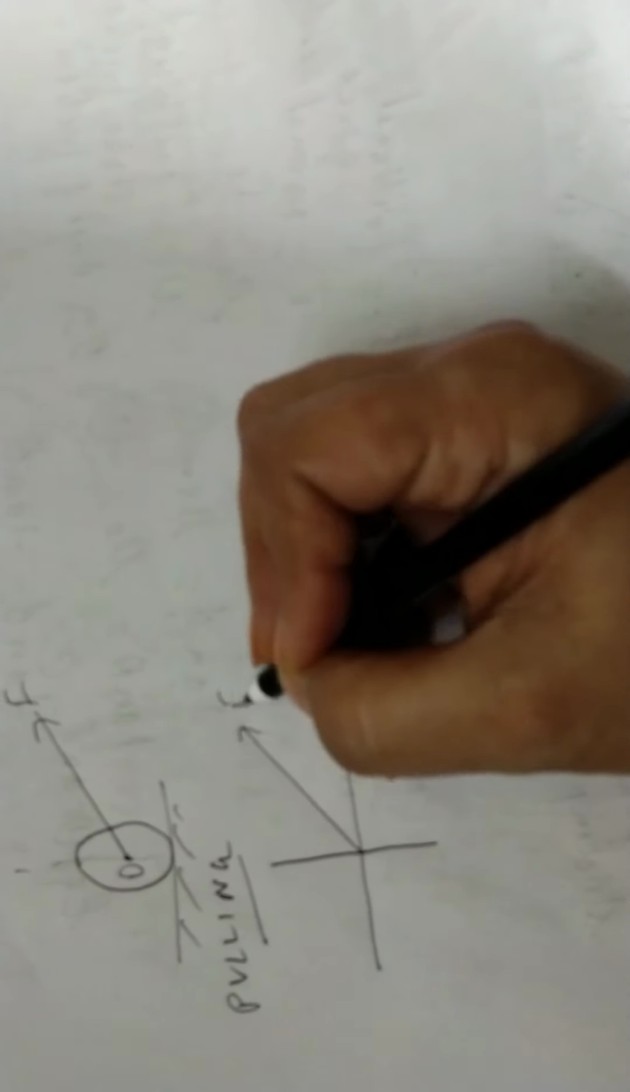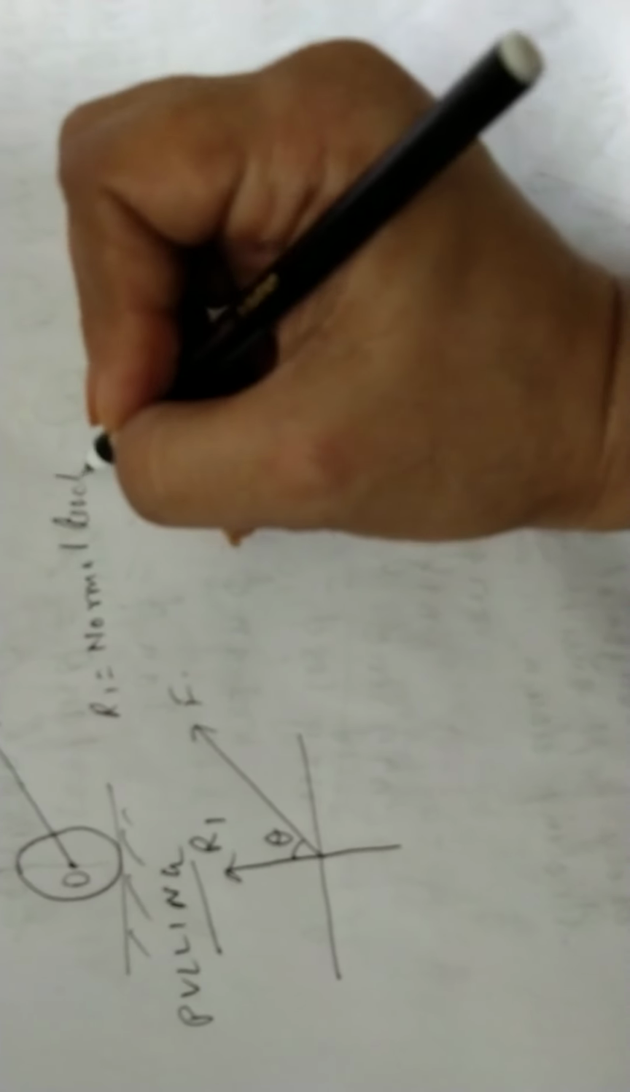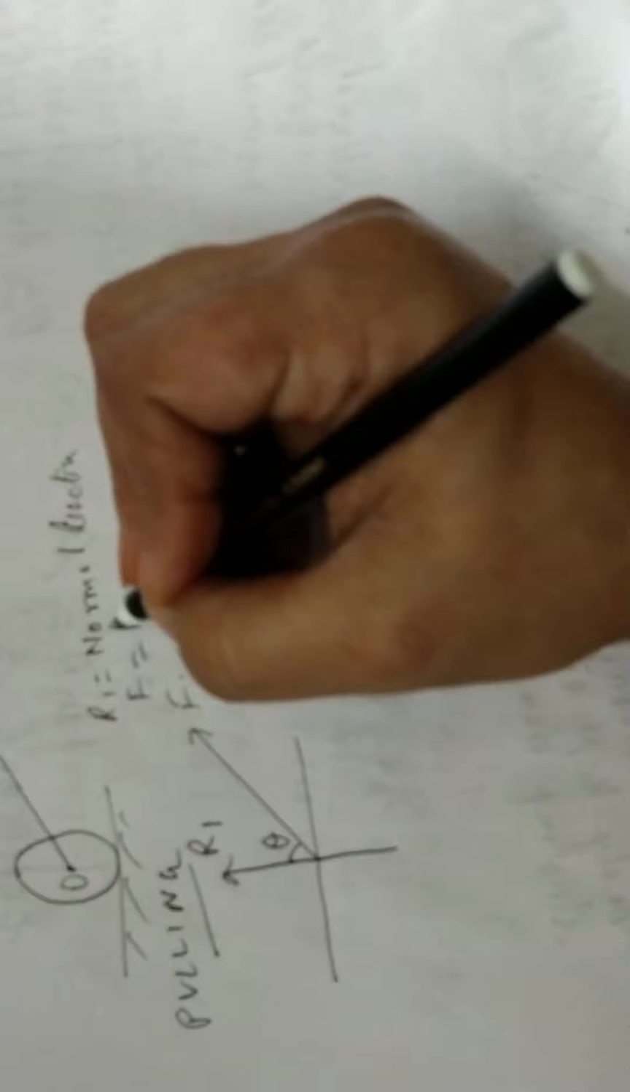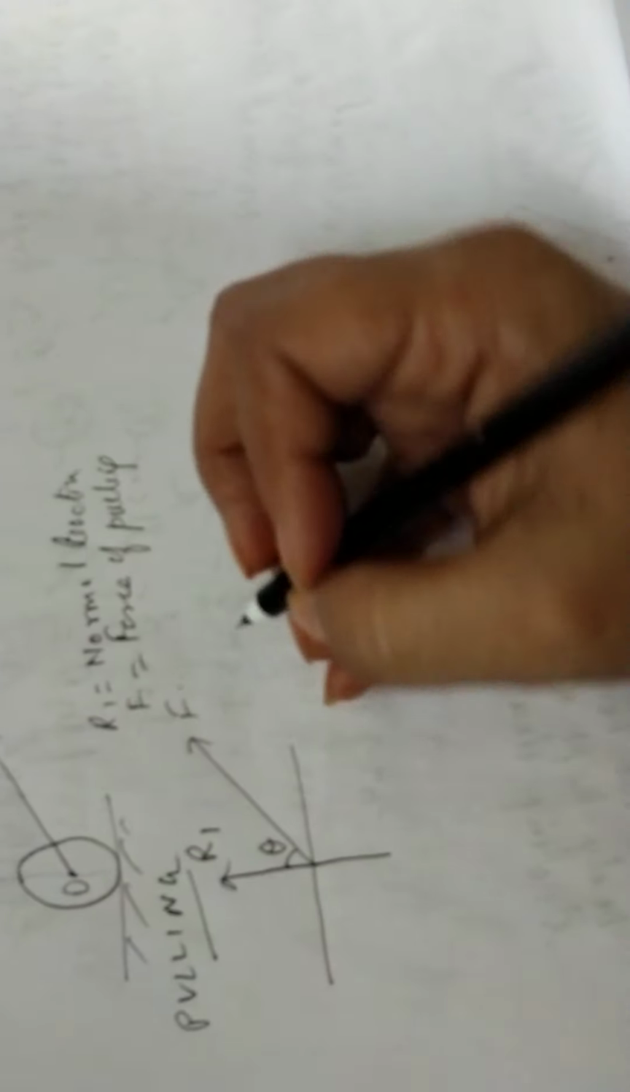This is the direction of the force, right? Let us assume this is making an angle theta. Here we have the normal reaction, and let us assume the normal reaction is R1. F is the force of pulling, theta is the angle. Let us assume this is the center, and this was your surface.